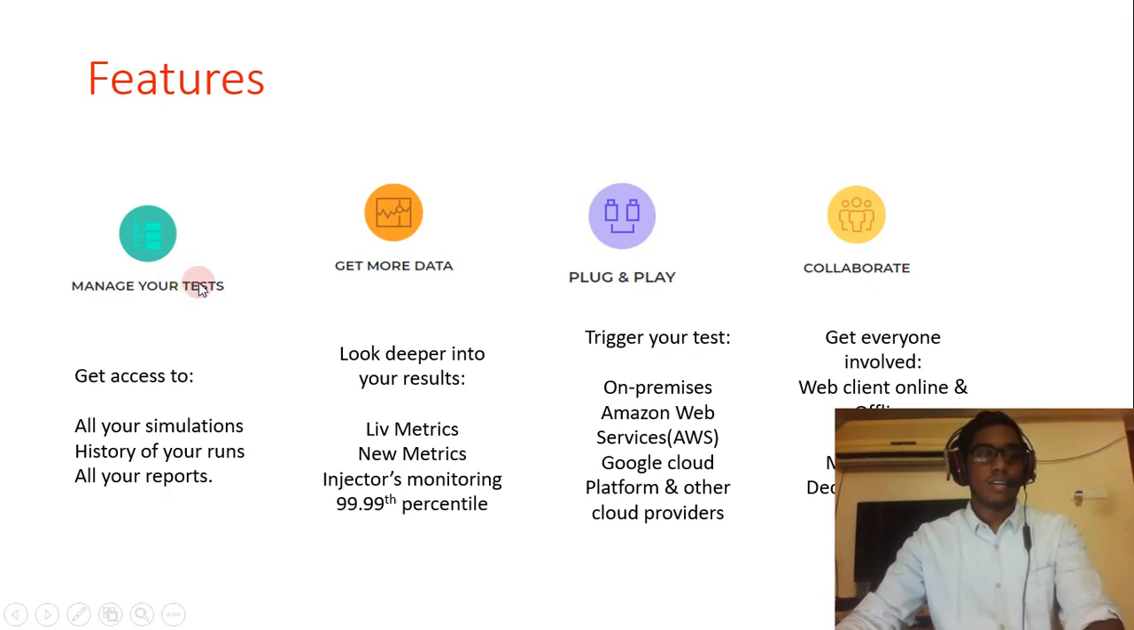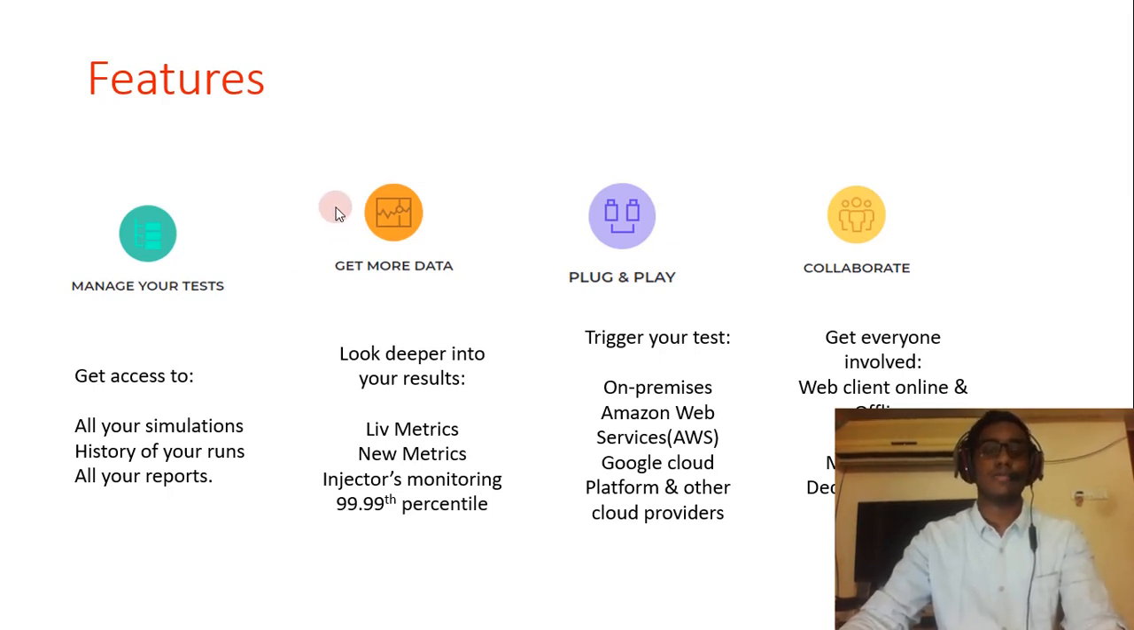Manage your tests. All the simulations, all the history of your runs, all your reports can be easily managed in the Gatling tool in a folder. Get more data. We can go deeper into the data and get live metrics, new metrics, and it has 99.9 percent accurate results.